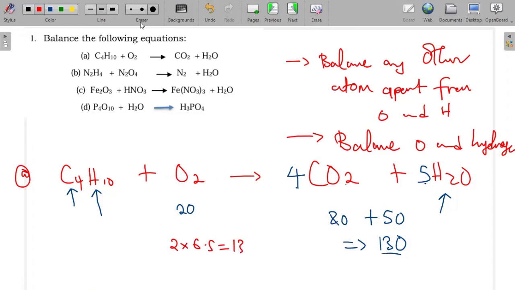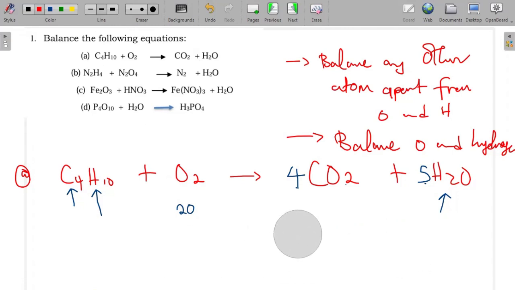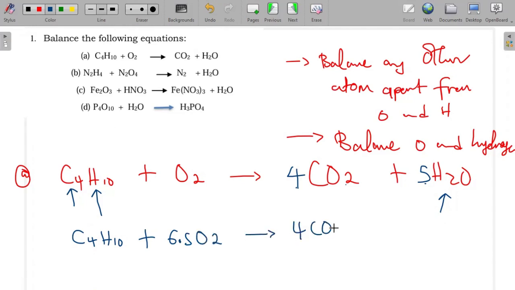I'm going to write this equation in the following way. I have C4H10 here, and then to these 2 oxygens, to make them 13, I multiply by 6.5, so 6.5 O2 equals 4 CO2 plus 5 H2O. This equation is balanced. We have 4 carbons on both sides, 10 hydrogens on both sides, and 13 oxygen on both sides.